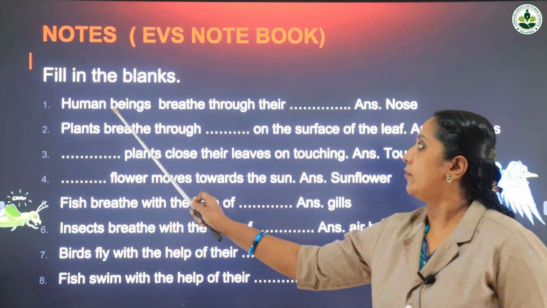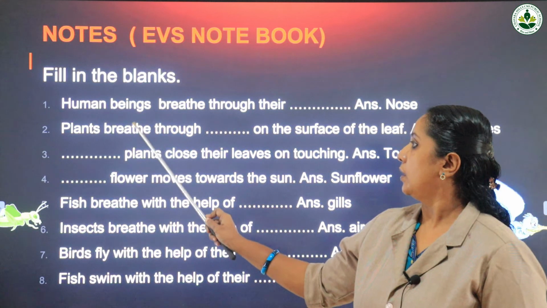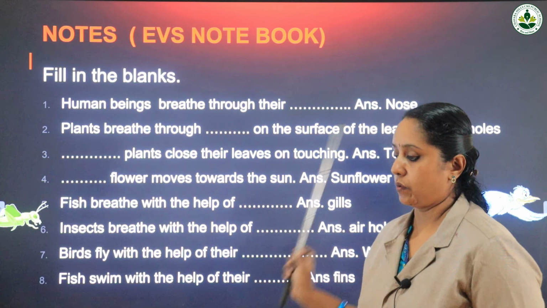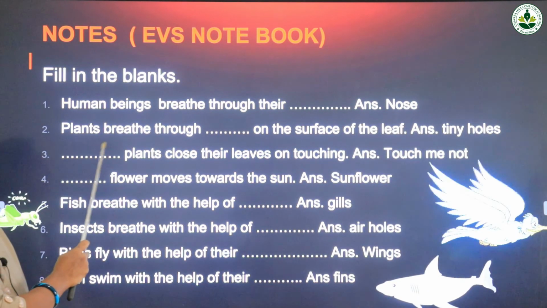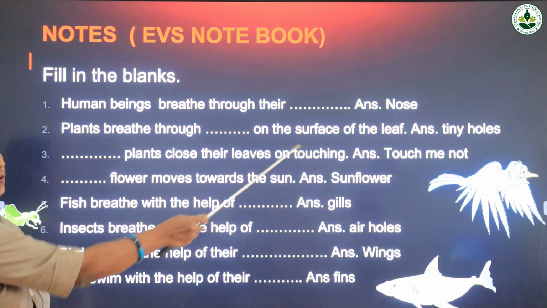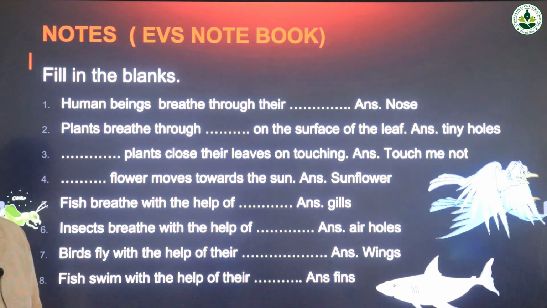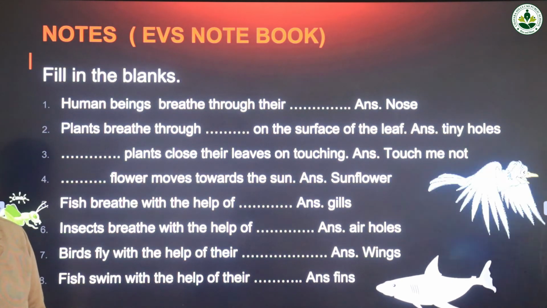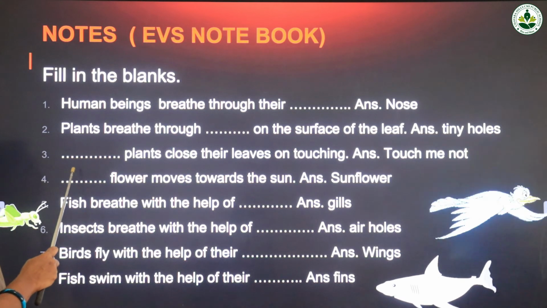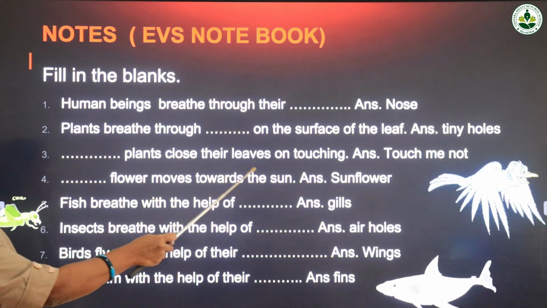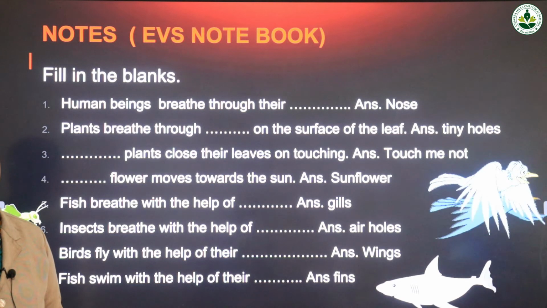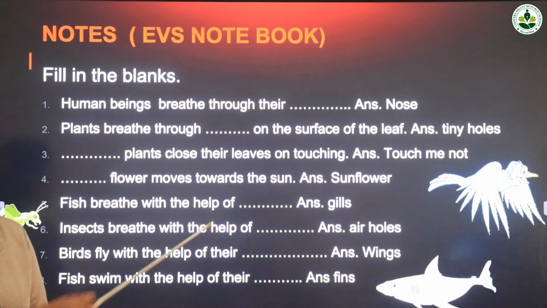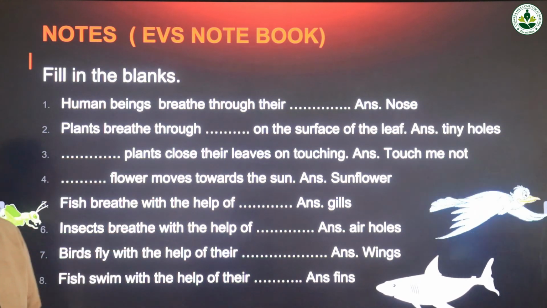So some questions, fill in the blanks. First one, human beings breathe through their dash. Answer is nose. Second one, plants breathe through dash on the surface of the leaf. Answer, tiny holes. So tiny holes are present on the leaves that help the plants to breathe. Third one, dash plants close their leaves on touching. Answer is touch-me-not plant. Have you heard the term Tottavadi? It is that plant. Touch-me-not means Tottavadi.